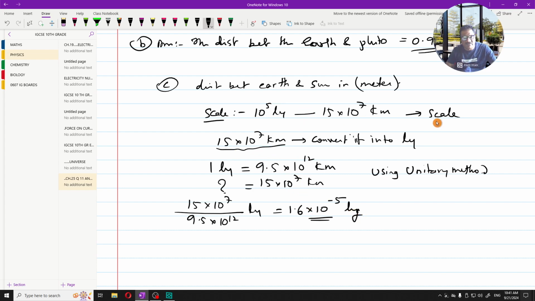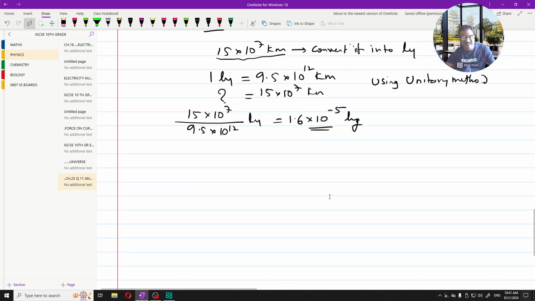Now I am going to use this scale. Now what is my scale? The scale is 10 raised to 5 light years is equal to 15 into 10 raised to 7 kilometers. Okay. Now, this many light years, that is 1.6 into 10 raised to minus 5 light years will be equal to how many kilometers, isn't it?